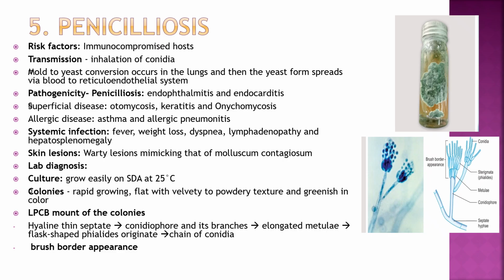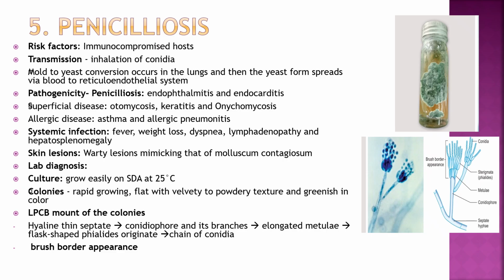Penicilliosis. Risk factor: immunocompromised host. Transmission: inhalation of conidia, mold to yeast conversion occurs in the lungs and then the yeast form spreads via blood to the reticuloendothelial system. Penicilliosis: endophthalmitis and endocarditis; superficial disease, osteomyelitis, keratitis, onychomycosis; allergic disease, asthma, allergic pneumonitis; systemic infection, fever, weight loss, dyspnea, lymphadenopathy, hepatosplenomegaly, skin lesions, warty lesions mimicking that of molluscum contagiosum.